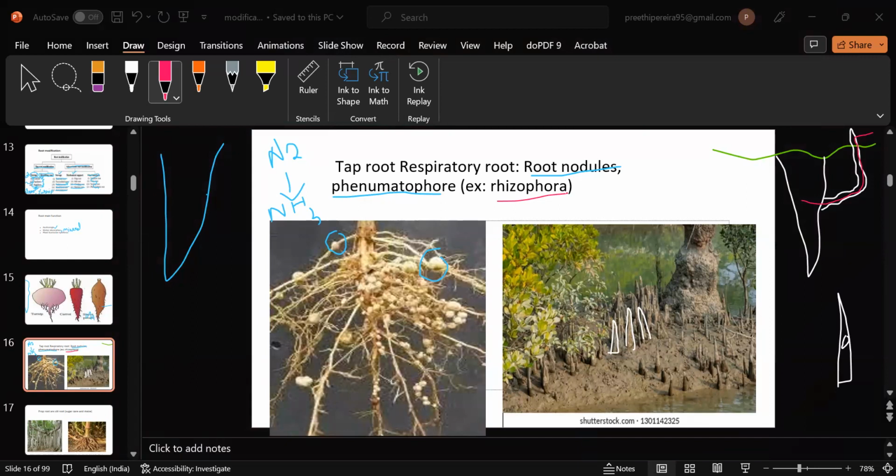So what are these roots? These are negative geotropic, and they are breathing. They are not doing any absorption. इसको बोलेंगे the root which is at the top. This part is known as pneumatophores. Did everybody follow? Aniket, Christabel, Devika. Yes, ma'am.